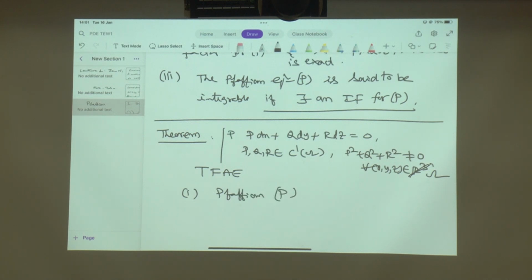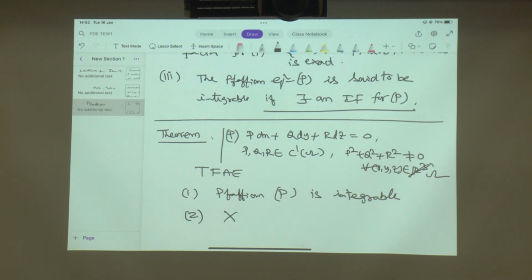So this is the Pfaffian P. Unfortunately, it's the same P I'm using, but it's clear. In brackets means the problem is denoted by P. Brackets P is integrable. That means there is an integrating factor. Same as saying this is something that can be checked easily. It is X, where X is that PQR.